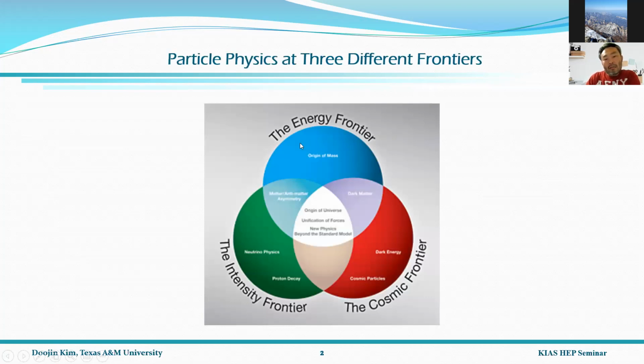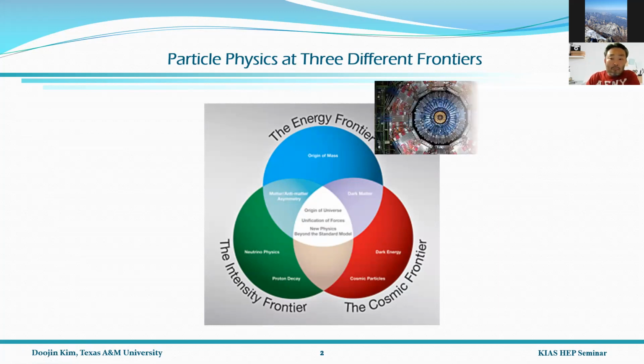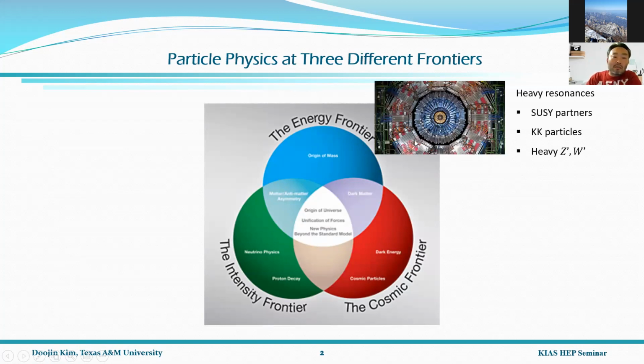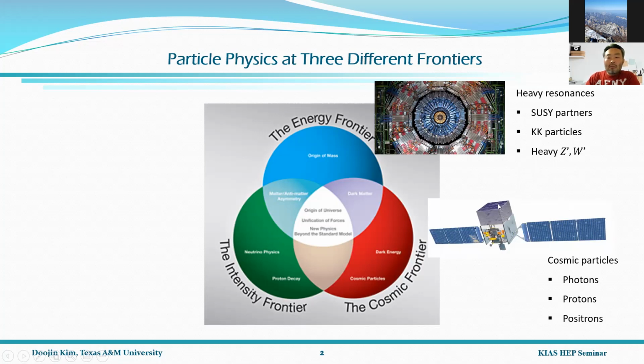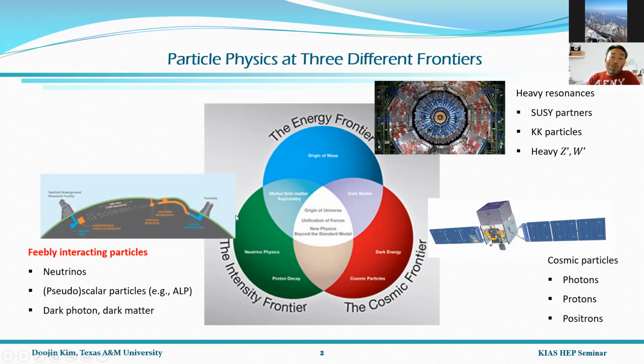Overall, particle physics research has been performed at three different frontiers, the so-called energy frontier, cosmic frontier, and intensity frontier. As suggested by this Venn diagram, they are not independent but interconnected with one another and complementary to one another. In terms of new physics particles, the energy frontier experiments like the LHC are best suited for heavy resonances requiring large energy for production. The cosmic frontier experiments detect any signals from the universe, digging out any hints of new physics from cosmic wave signals. The intensity frontier experiments are more for feebly interacting particles like neutrinos, axion-like particles, or dark matter.